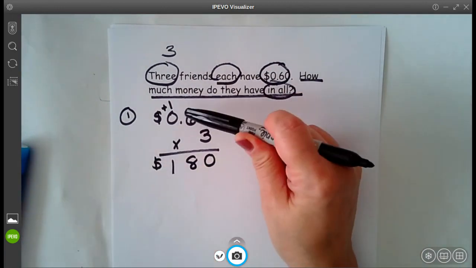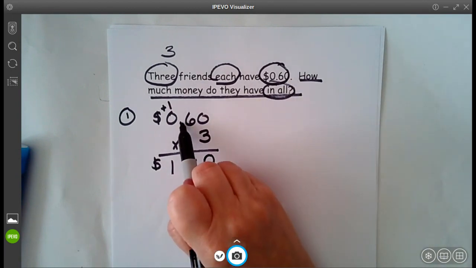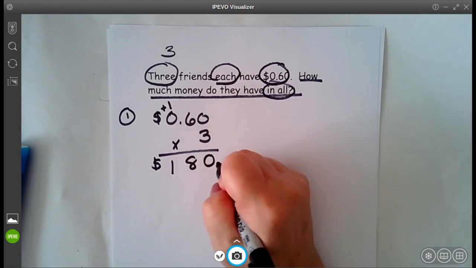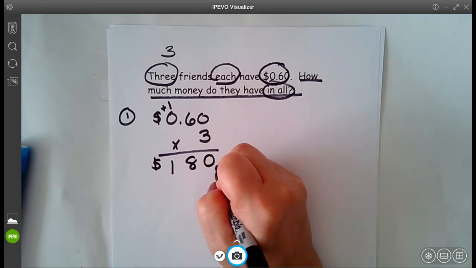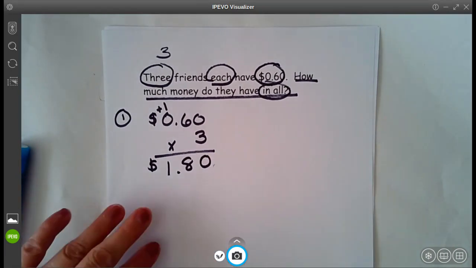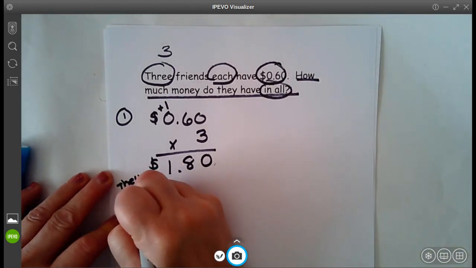So to figure out where to put the decimal point, we look at where the decimal point is in the problem, and there are actually 2 places after it. So we're going to assume that our decimal point in our answer is here, but we need to move it 2 places, 1, 2. And that is where it goes. So $1.80. They have $1.80 in all.